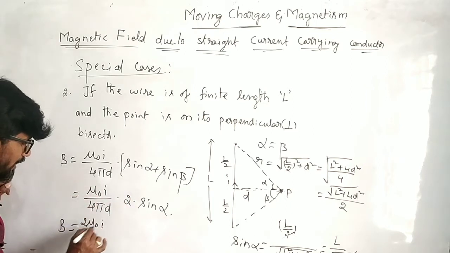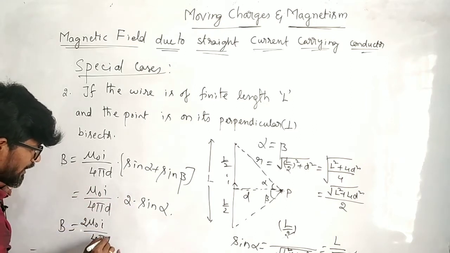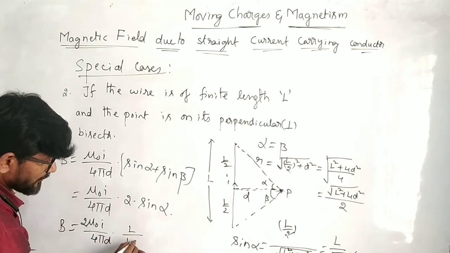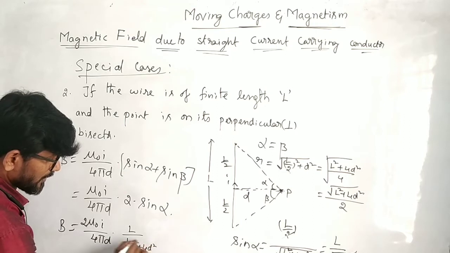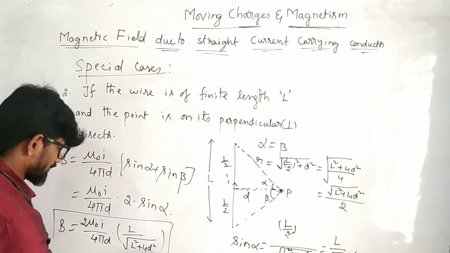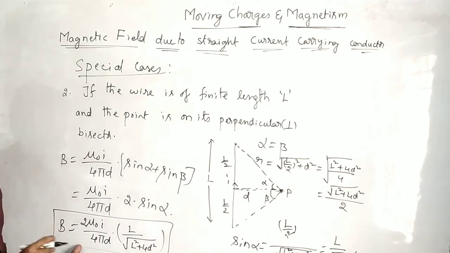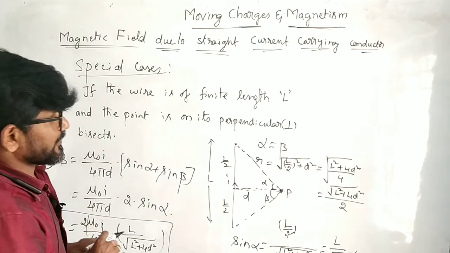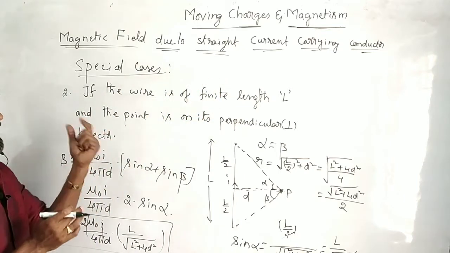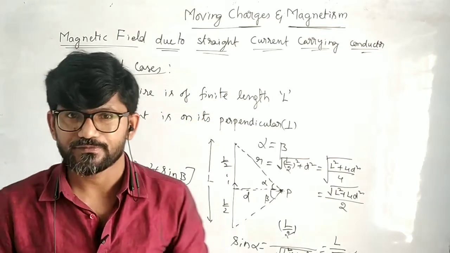You can simplify this or you can keep it as it is. 2 mu naught I by 4 pi d into sine alpha, which is L by square root of L square plus 4d square. Right? You can simplify or you can keep it as it is, because mu naught by 4 pi will give you a numerical value of 10 power minus 7. It is easy to calculate the values. Right? So this is the expression for the magnetic field due to a wire of finite length L. Got it?